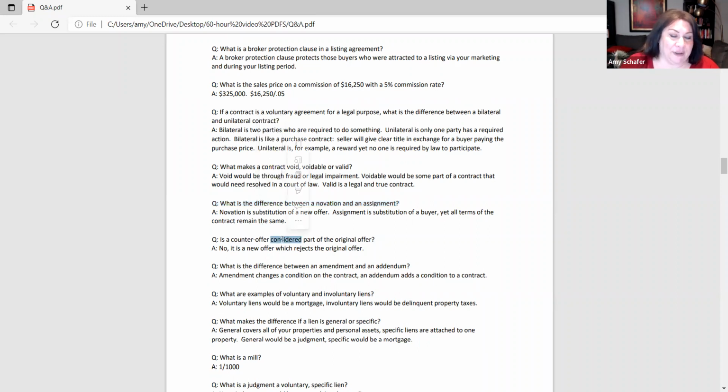A counteroffer. When an offer comes in on a purchase for real estate, one of 5 things can happen. Okay, wish me luck. I'm going to work from memory here. An offer comes in, and the offer can either be accepted by the seller, or it can be rejected by the seller. Maybe they decided to go with another offer.